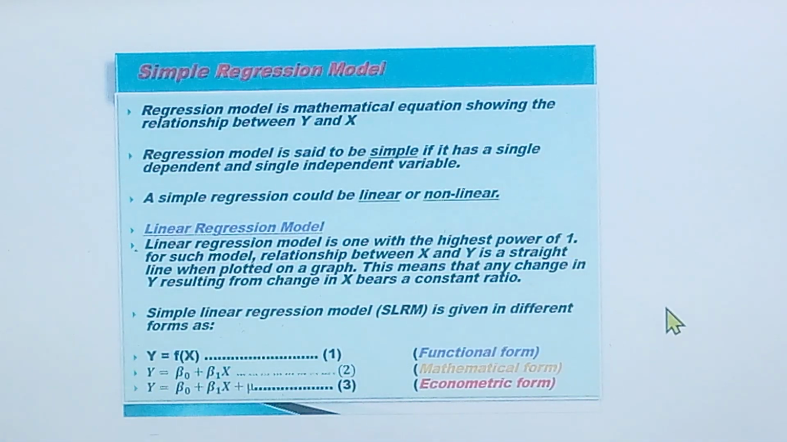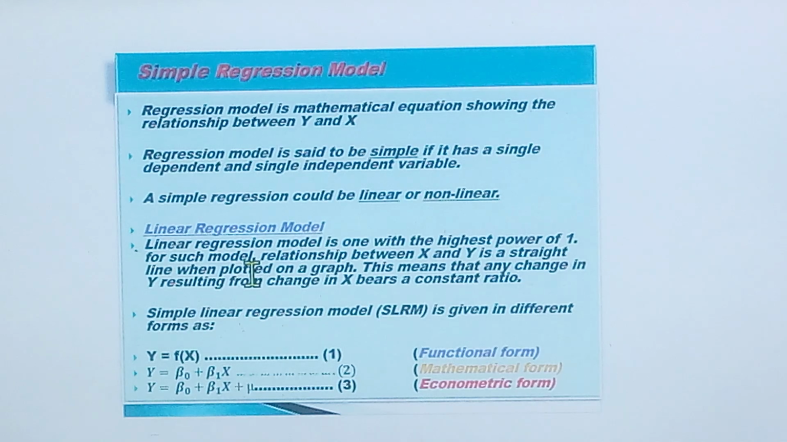Now, a regression model, on the other hand, is a mathematical equation showing the relationship between x and y. The equations you find in 1, 2, and 3 are examples of regression models because they are equations showing the relationship between the dependent variable y and, of course, the independent variable x. This regression model could be simple or multiple. It is simple if it has a single dependent variable and a single independent variable, such as the ones in equations 1, 2, and 3, and it is multiple if it has a single dependent variable but a multitude of explanatory variables, perhaps denoted X1, X2, X3, and so on.